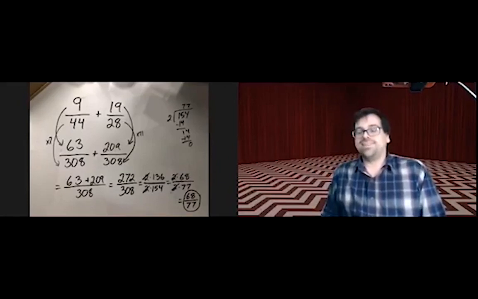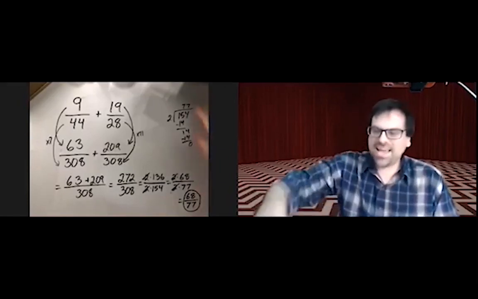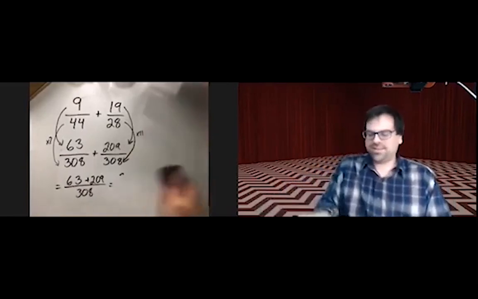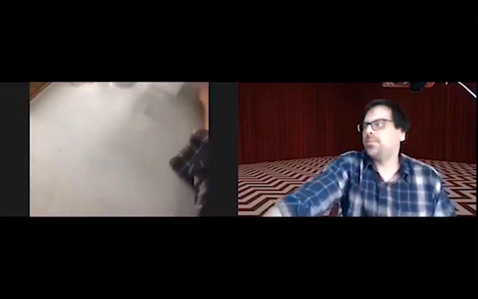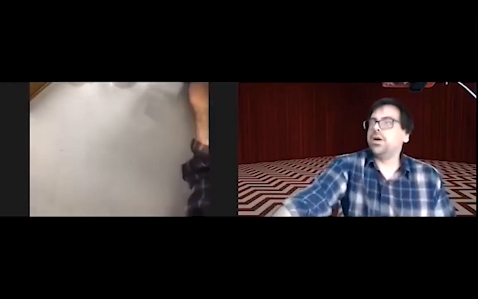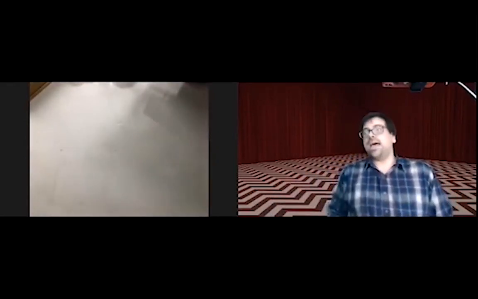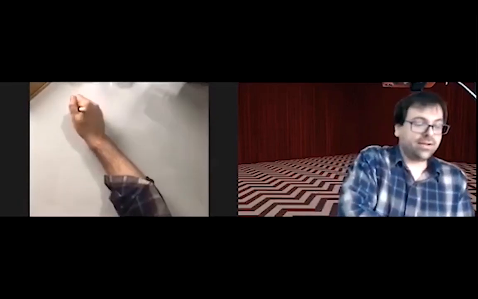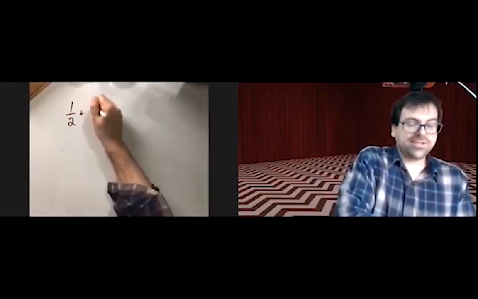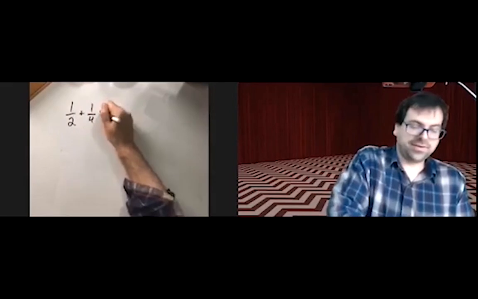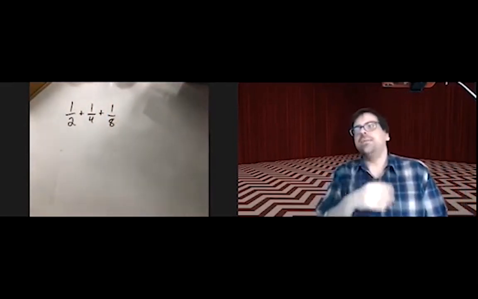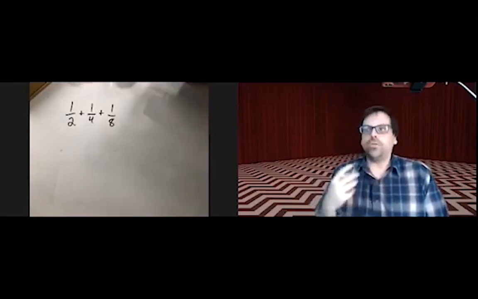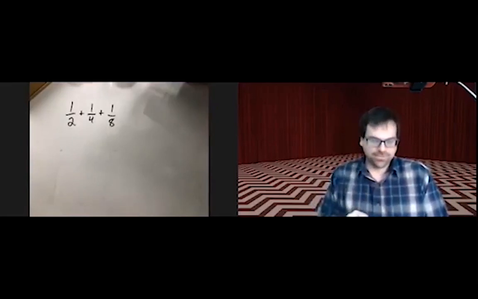Wasn't that fun? Let's do another one. We can apply our process and add 3 fractions together, which means we need the least common denominator for all 3. All 3 have to match.